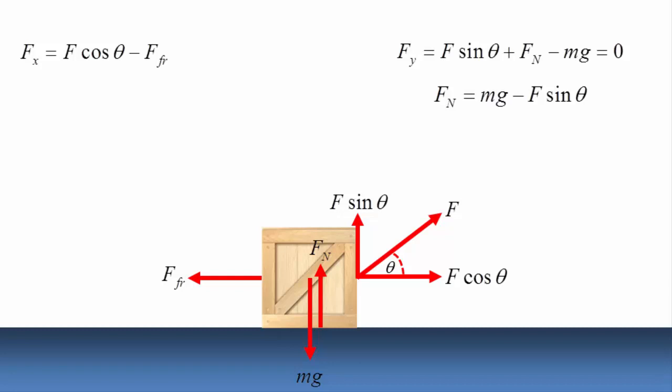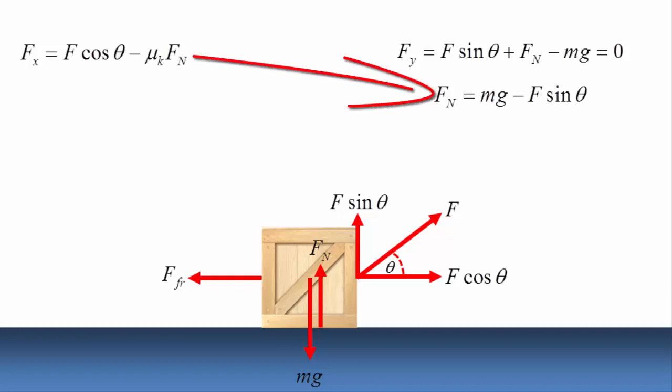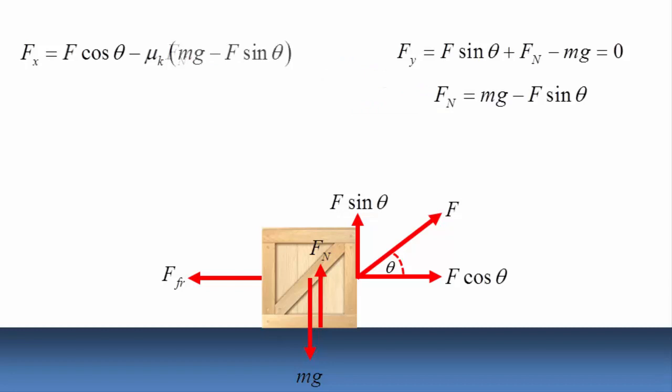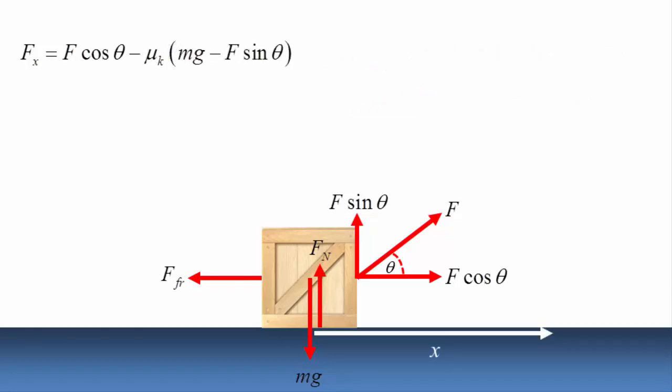Going back to the horizontal direction, the frictional force is equal to the coefficient of friction multiplied by the normal force. The coefficient of friction starts as static, then changes to kinetic if the crate moves. The normal force is given by the equation on the right side of the screen. So if the crate moves and is displaced by an amount x, then the work done on the crate is the net force in the horizontal direction multiplied by the displacement, where the net force is given by the equation above.